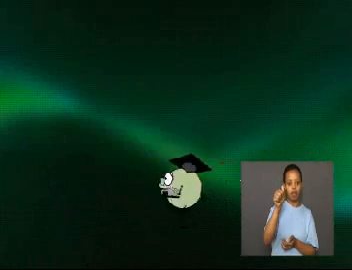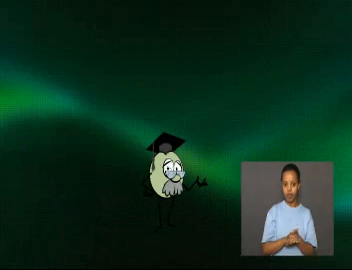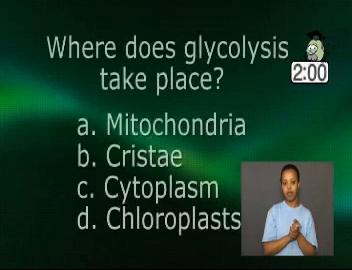Students, let us review what we have just learned. Where does the process of glycolysis take place? Is it in the mitochondria, cristae, the cytoplasm, or the chloroplasts? Choose the correct answer. Students, let's get ready. Begin.